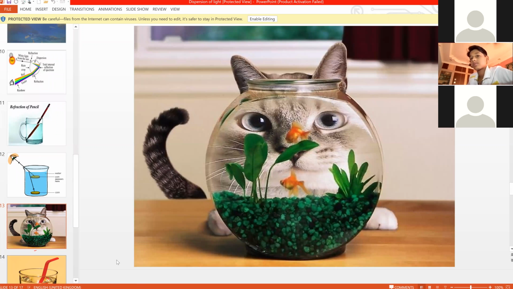What can you observe from this picture? The cat was outside the beaker, ma'am, but it looks like it is inside the beaker, and its size also is very large. It is appearing very huge, like larger. So this is one of the properties of refraction, one of the examples for refraction.